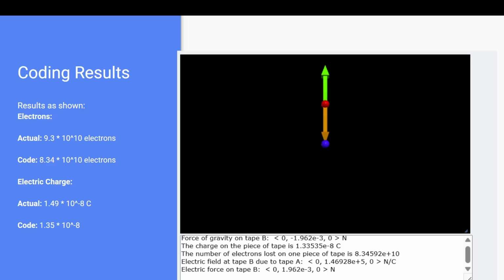Our coding results had our electrons. There was a slight modification, but that will be gone into later, why that modification occurs. Our actual code had 8.34 times 10 to the 10 electrons, and our code also had 1.35 times 10 to the negative 8 coulombs. I forgot to put coulombs there.